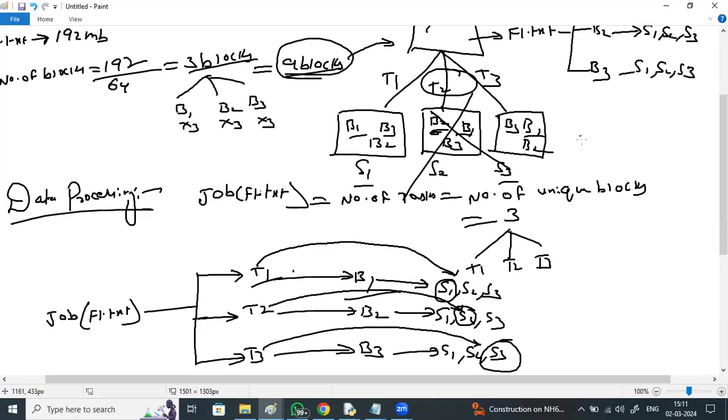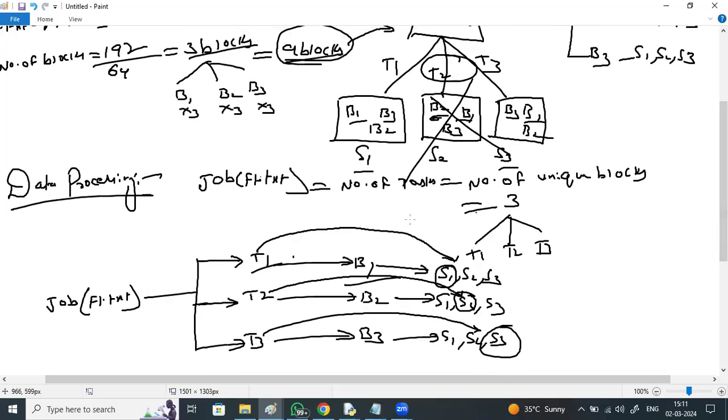Here you need to understand two things. The T2 task should be assigned to S1 or S3. What is the criteria followed in assigning a task to the slave? Here, the T1 task is assigned to S1 only. Why not S2 or S3? The T2 task is assigned to S2 only. Why not S1 or S3?